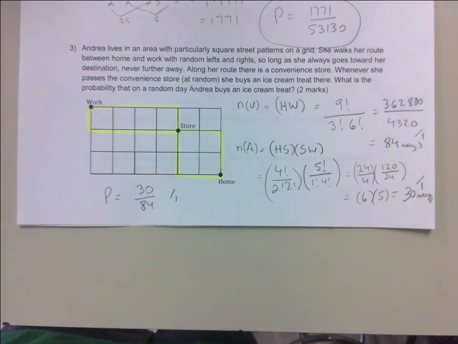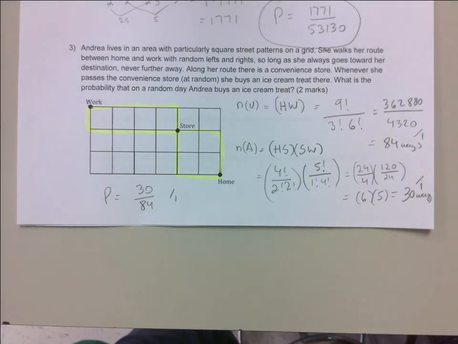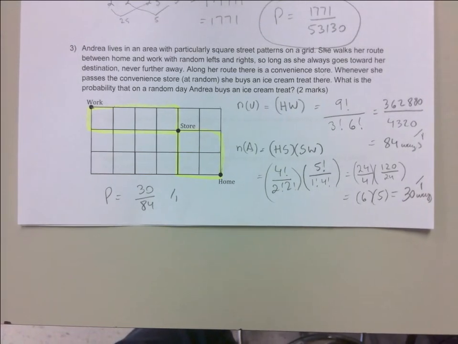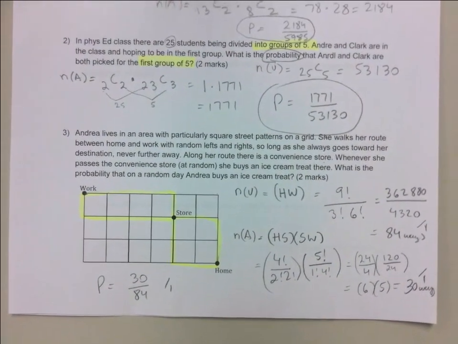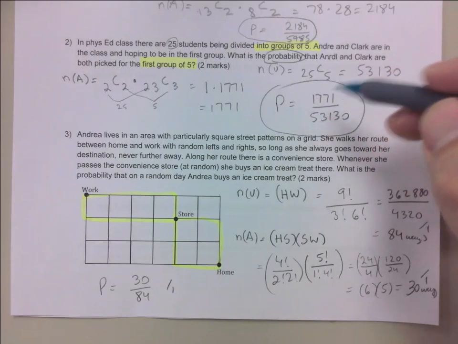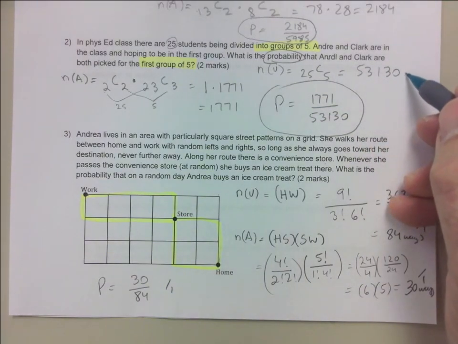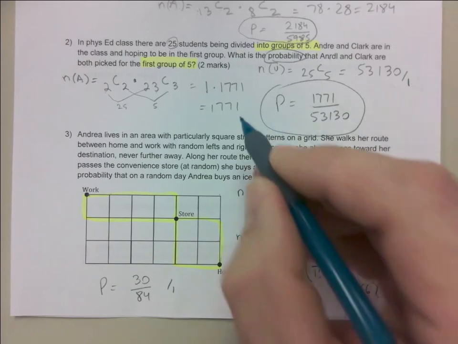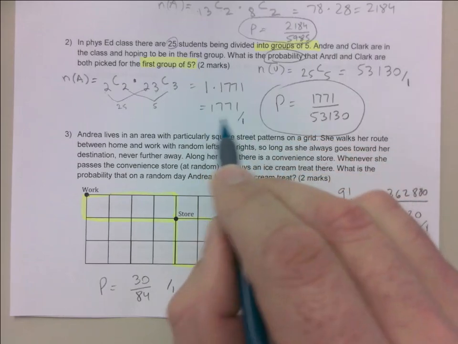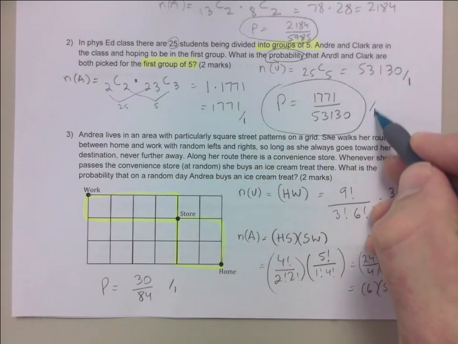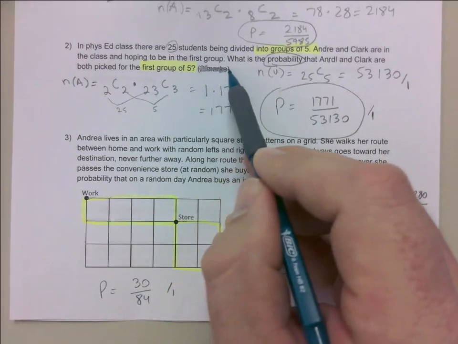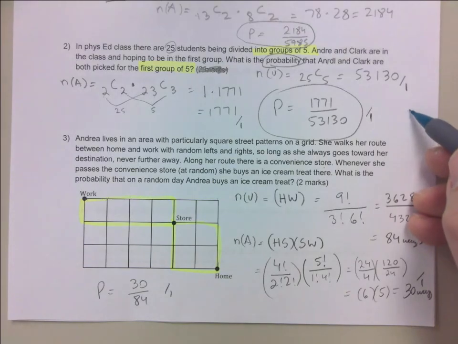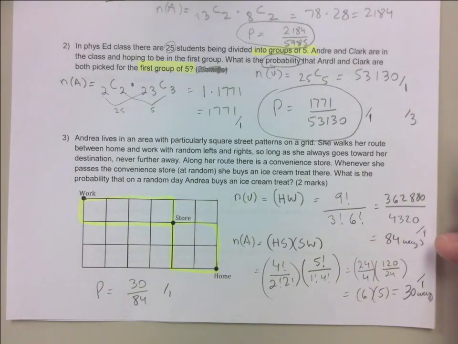I wasn't too clear with the previous one, so we're going to go back and assign marks for those. Let's go back up here. This one over here, I'll do the same. Watch. 1 mark for the NU, 1 mark for the NA, and then 1 mark for the probability. So get rid of the 2 marks, and just say that question 2 is worth 3 marks in total.